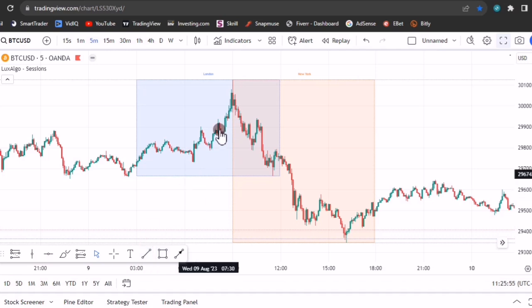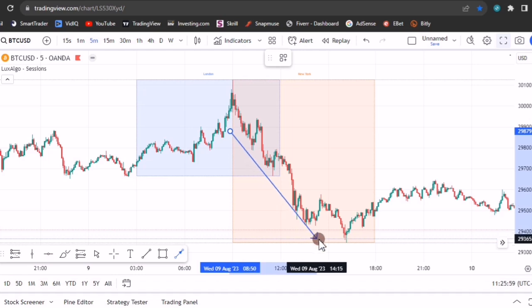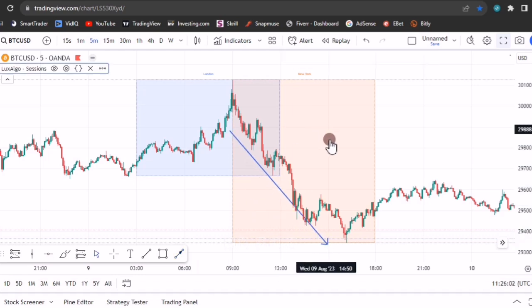Those of you who are trading this pair BTC USD, I want to show you a simple strategy on how to catch this long New York move.